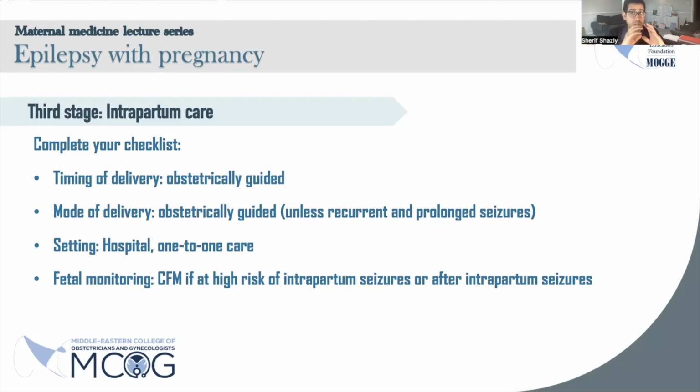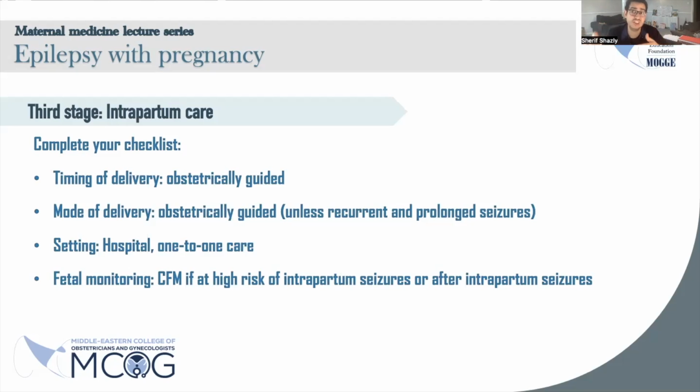Same for the mode of delivery. You don't have to deliver her vaginally or by C-section for any reasons related to epilepsy. Just do what is indicated for a pregnant lady. Again, the only exception is some women who have very bad, recurrent seizures toward the end of pregnancy. We all know that women with epilepsy are typically at higher risk of having seizures when they go into labor compared to during pregnancy when it's not stressful.